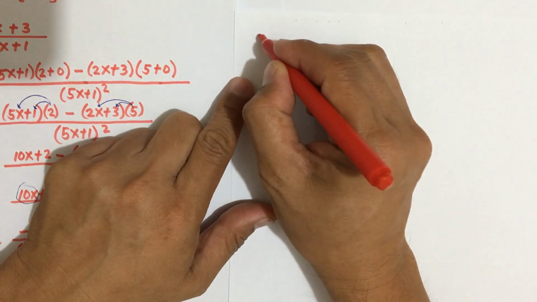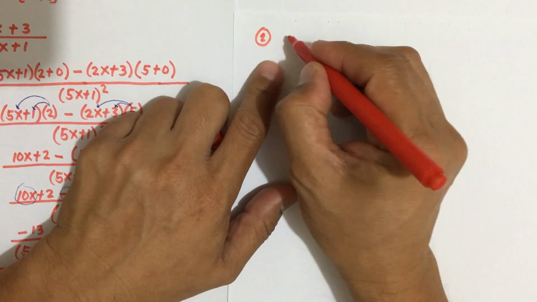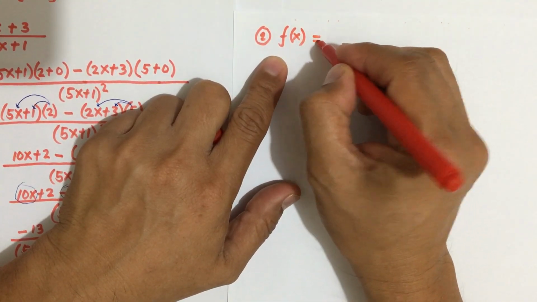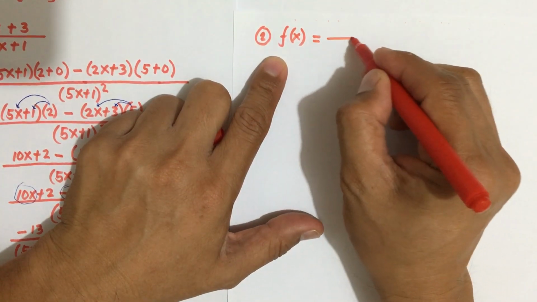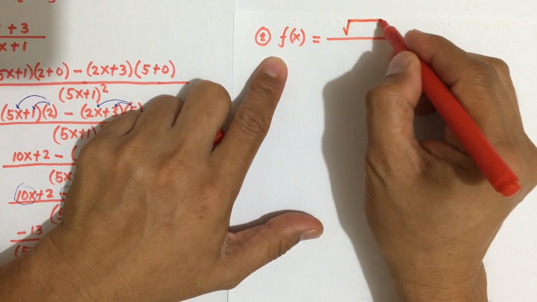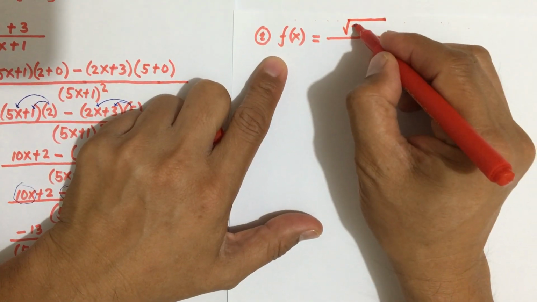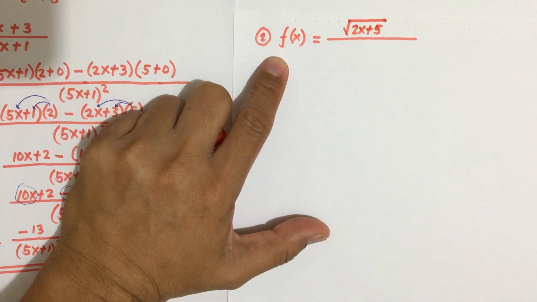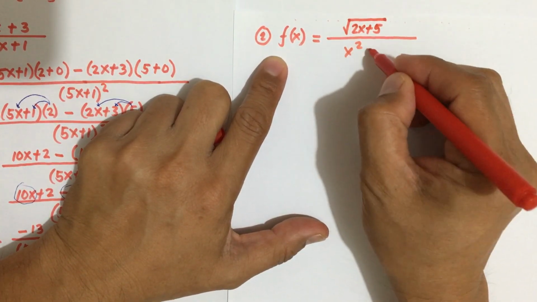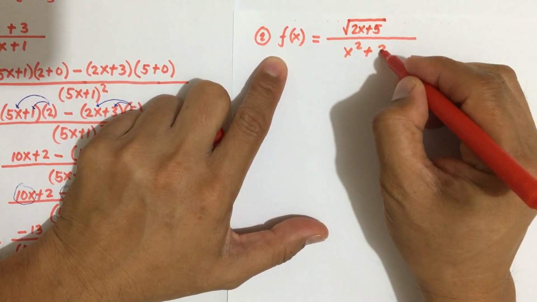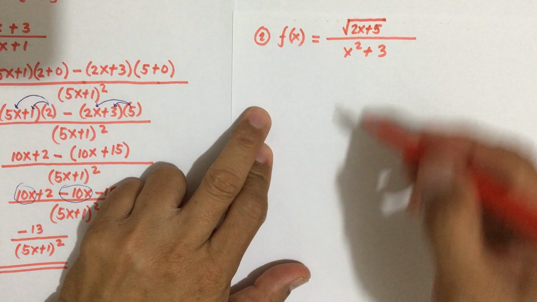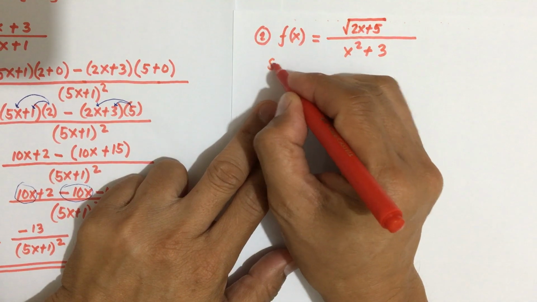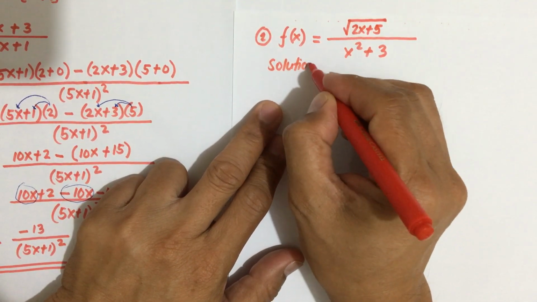So if you're given f of x equal to the square root of 2x plus 5, then divided by x squared plus 3. Okay, so our given function is a rational function. So what is the derivative of this rational function?